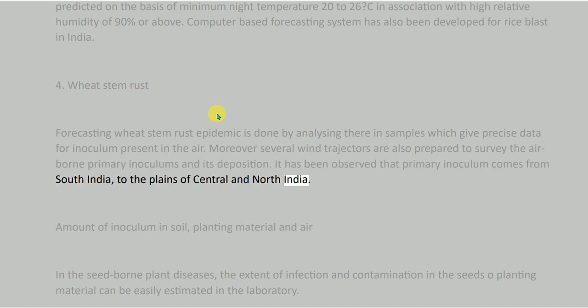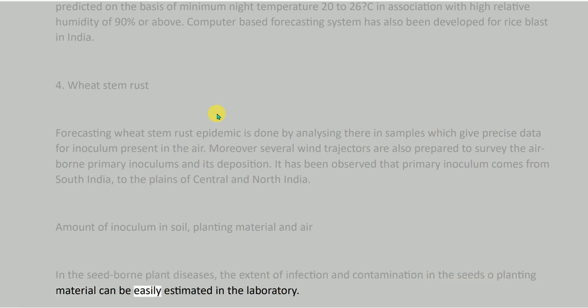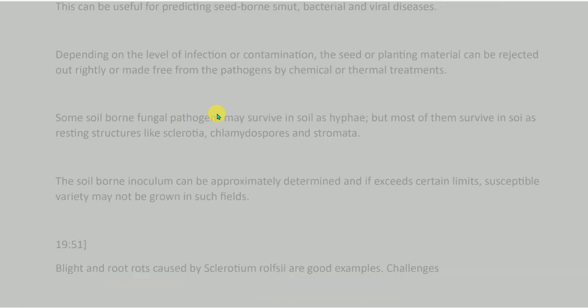Amount of inoculum in soil, planting material and air. In the seed-borne plant diseases, the extent of infection and contamination in the seeds or planting material can be easily estimated in the laboratory. This can be useful for predicting seed-borne smut, bacterial and viral diseases. Depending on the level of infection or contamination, the seed or planting material can be rejected outright or made free from the pathogens by chemical or thermal treatments.